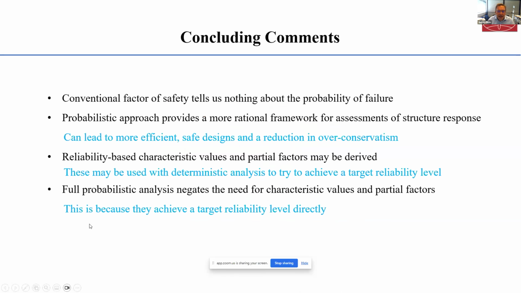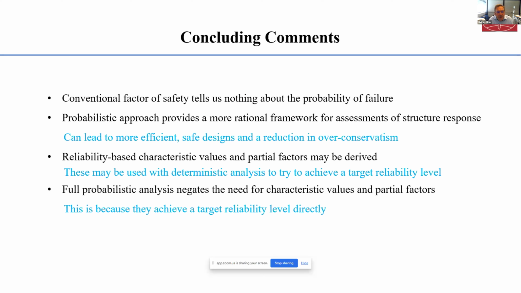So that's the end of my very simple introduction to this topic. So I have a few concluding comments here before I finish. The first is that a conventional factor of safety tells us nothing about the probability of failure. A probabilistic approach provides a more rational framework for assessments of structure response. It can lead to more efficient safe designs and a reduction in over-conservatism.